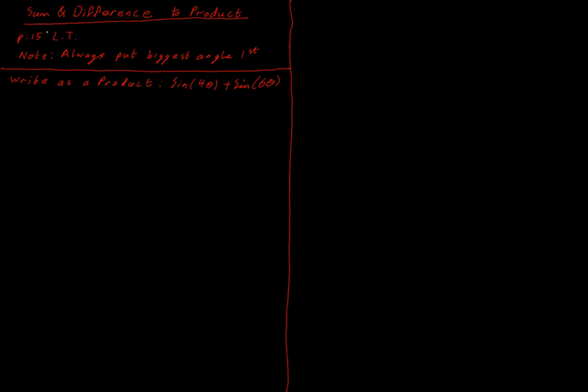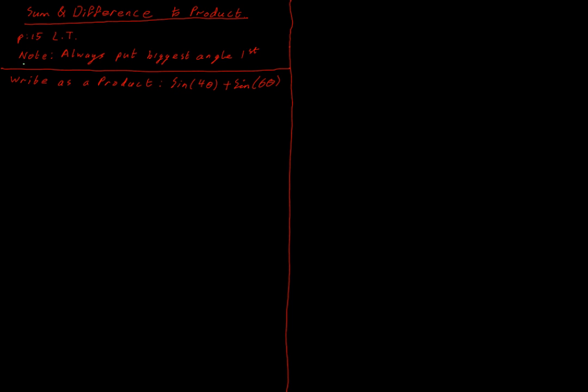Hello. Today we're going to be looking at the sum and difference of sines and cosines, and turning them into products. Product means multiply, sum and difference means add and subtract. So we're going to be taking sines and cosines added together and turning them into sines and cosines multiplied together, or vice versa. We're opening up page 15 in our log tables so that we can work along with these questions.